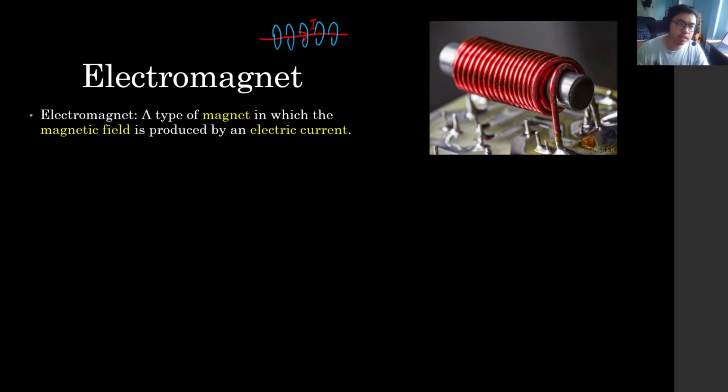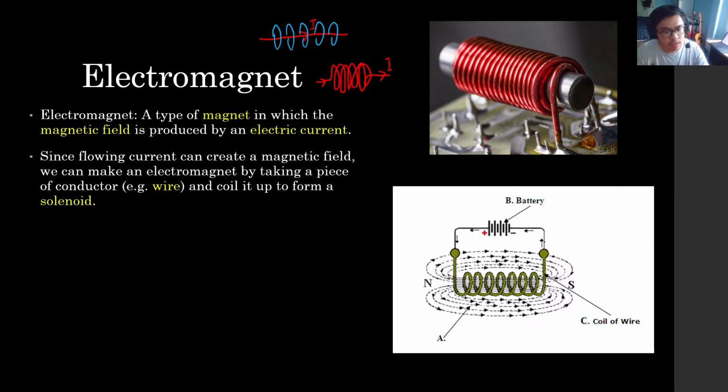Now, what happens if you turn the wire into a coil, sort of like this? What will the magnetic field look like? Now, the magnetic field looks like this. In fact, a solenoid, which is basically another word for a coil of wire, has the same pattern of magnetic field as a bar magnet.